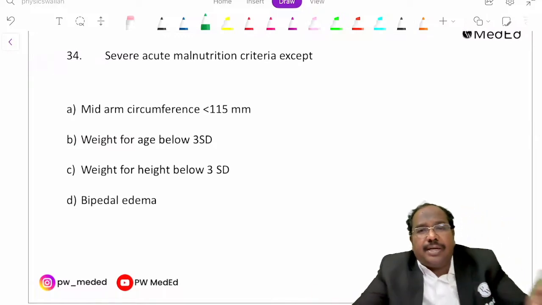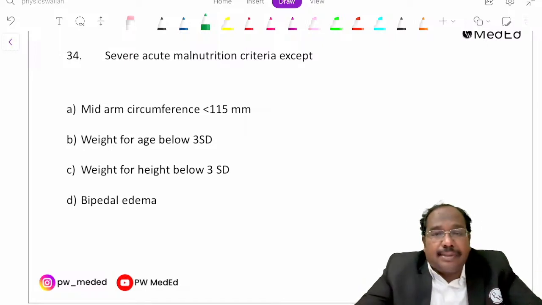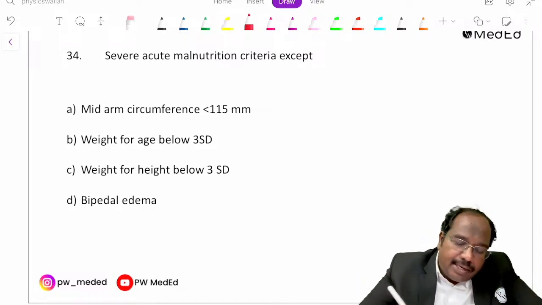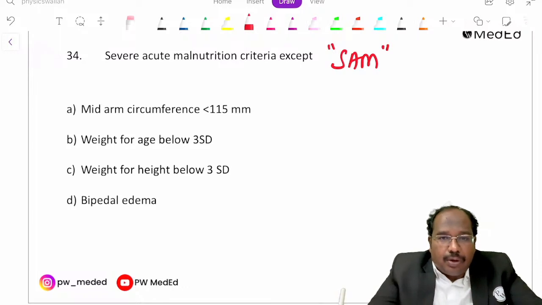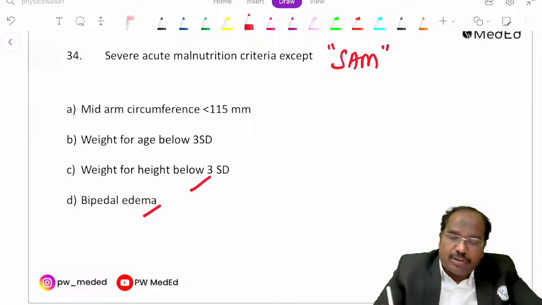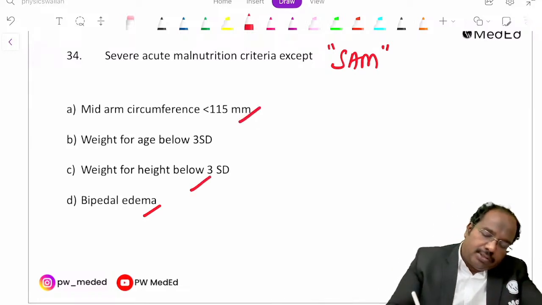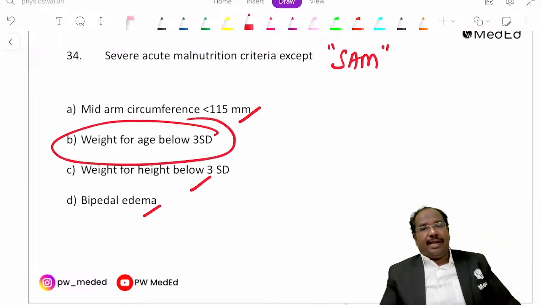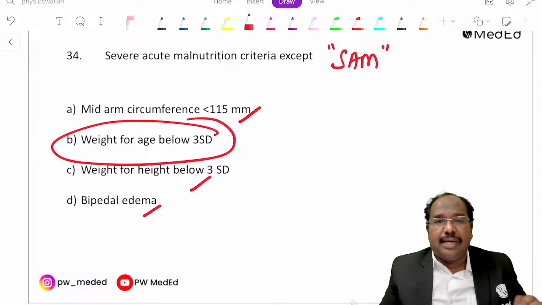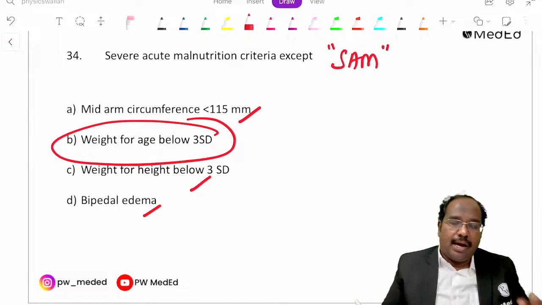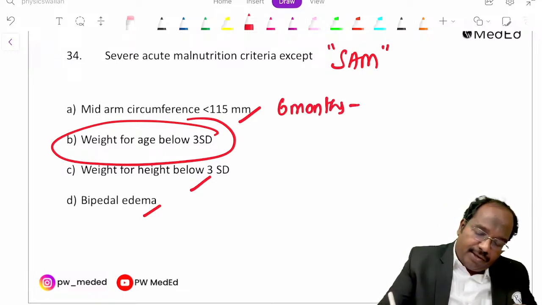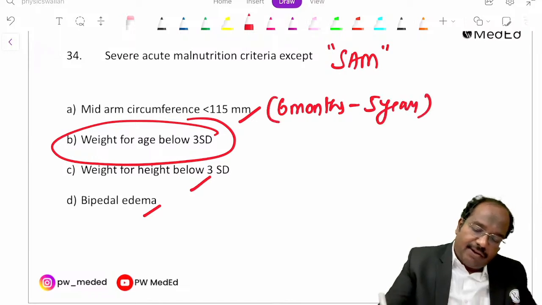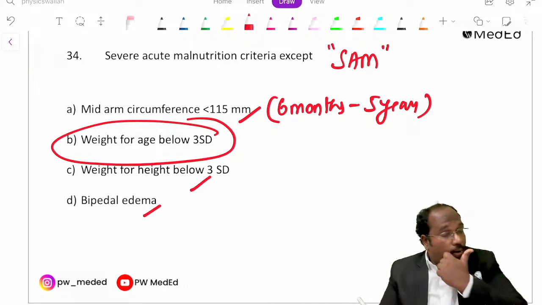Severe acute malnutrition criteria, all are right except. The question is, what is the criteria for a SAM child? Edema is right. Weight for height below 3 standard deviation is also right. So this one is wrong. Pedal edema, weight for height below 3 standard deviation, and mid-arm circumference, which we measure between 6 months and 5 years, if it is less than 11.5 centimeter, or here they have given 115 millimeter.